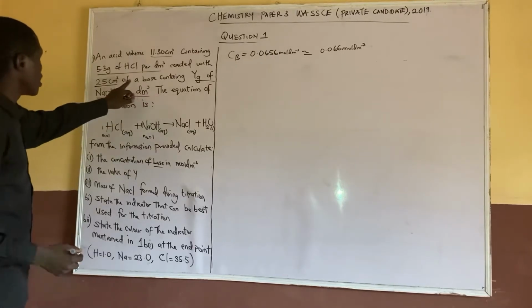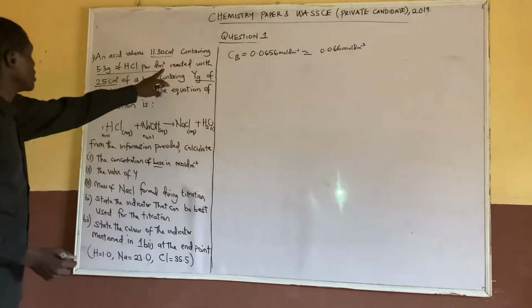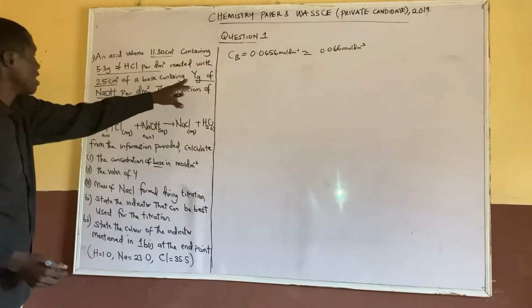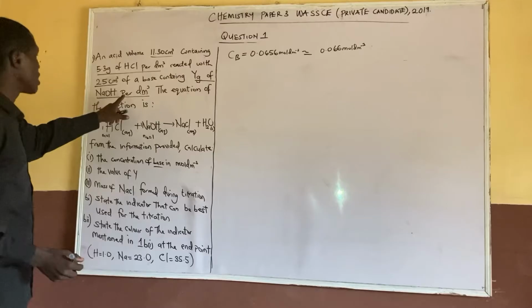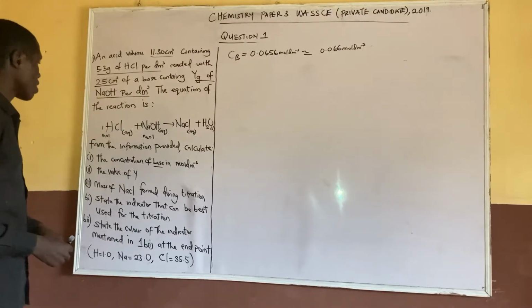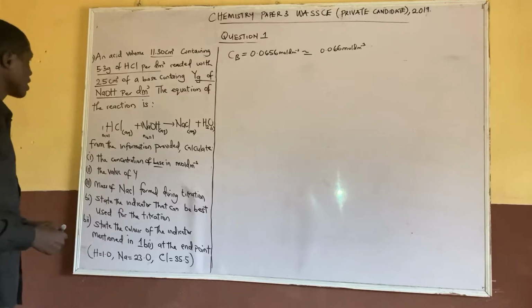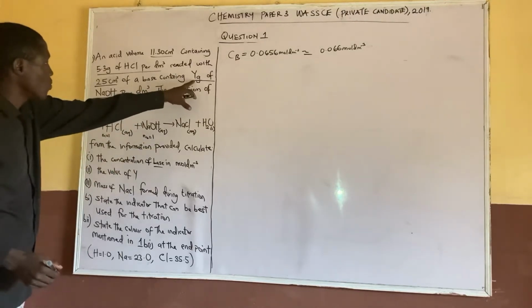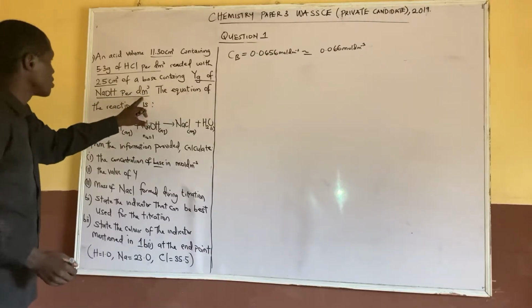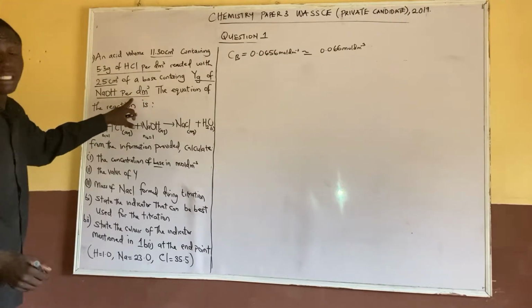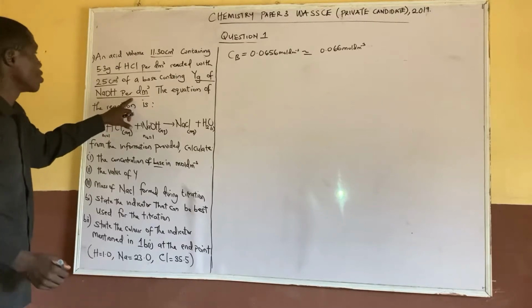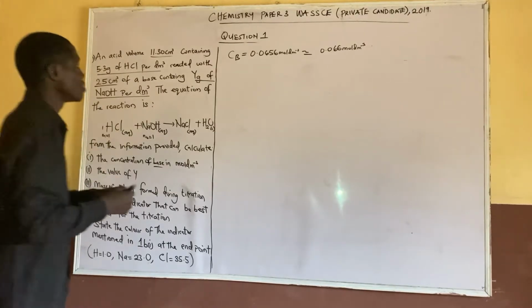We are told that the acid reacts with 25 centimeter cube of a base containing y gram of sodium hydroxide per dm cube. So we have to calculate that y gram. So indirectly, what they have given is the mass concentration of sodium hydroxide.